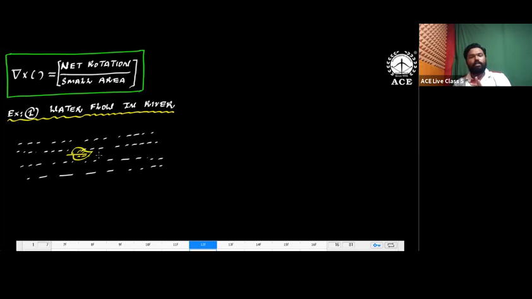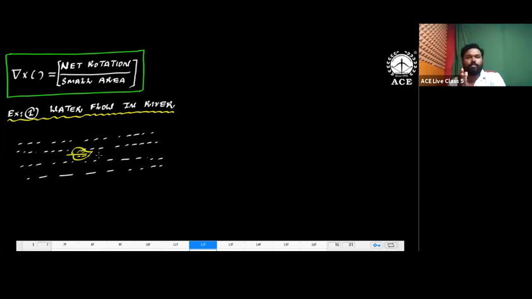Okay. If I throw some pieces of paper, what happens? That object rotates. The paper rotates. Why is this happening? Even though water is moving forward, the object which has fallen onto the liquid rotates. This happens because of the difference in the velocities of the water layers.